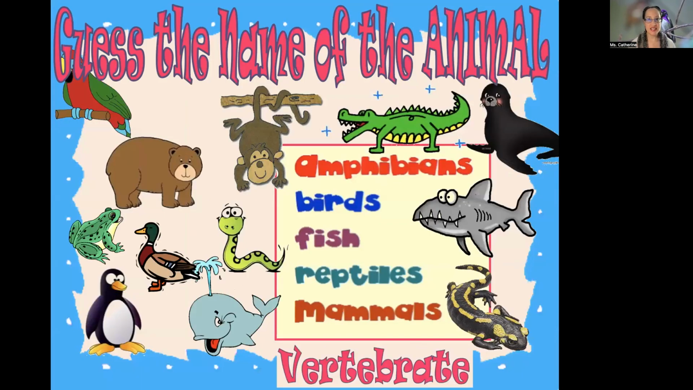Okay, so let's guess the name of the animal. Remember, the vertebrate animal, which are 5 of them, and they have backbones. Think of the spine. So we have amphibians, birds, fish, reptiles, and mammals. Okay, bonus question. Which name of the animal, which is a vertebrate, is both a singular noun and a plural noun? Amphibians, birds, fish, reptiles, or mammals? Put it down in the comments as bonus 2.